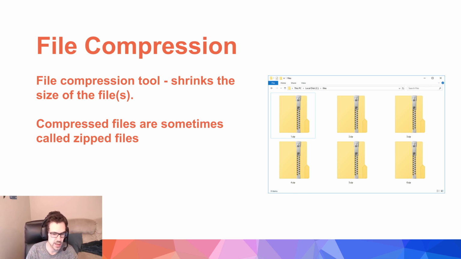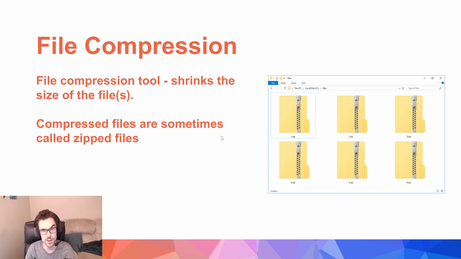File compression. How do you compress a file? First of all, what is file compression? A file compression tool shrinks the size of the files, so you can usually send it over the internet. Compressed files are sometimes called zip files. And so basically, and this will happen to you too, you'll download a file off the internet and it'll be zipped. And then you're like, well, then what do I do, right?